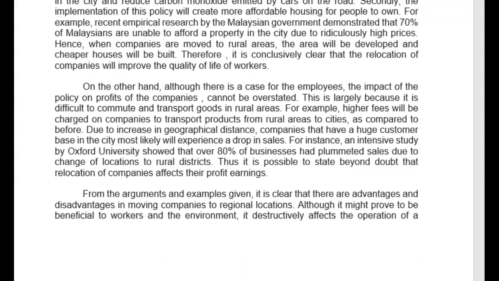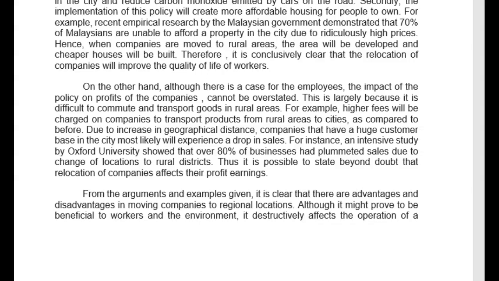On the other hand, although there is a case for the employees, what? You need to finish this. It has to be a clause. So you could have said something like, although there is a case for the benefits to employees, that would have been a nice way to say this.